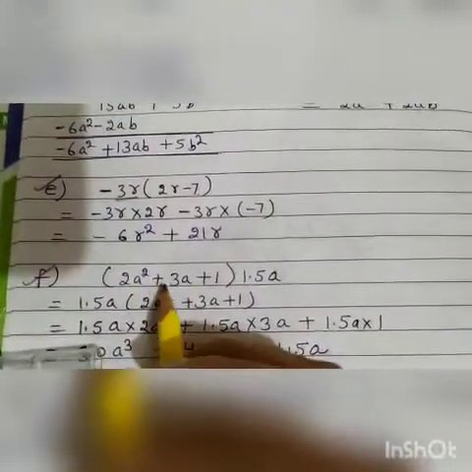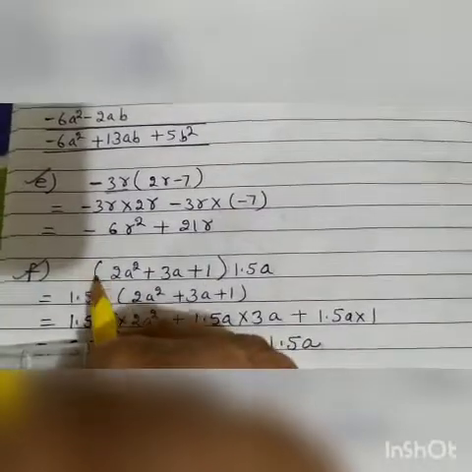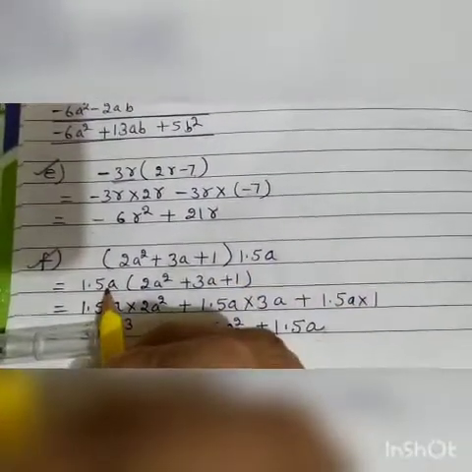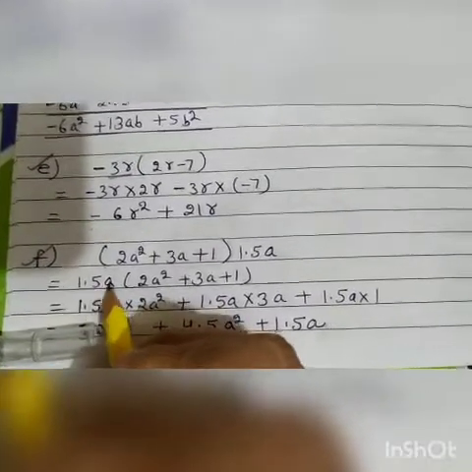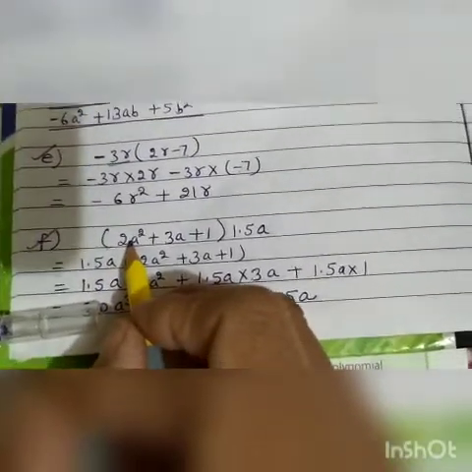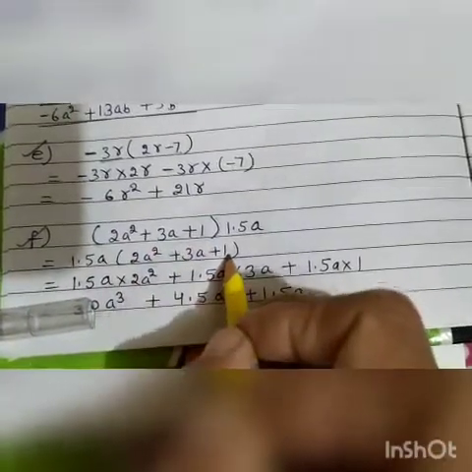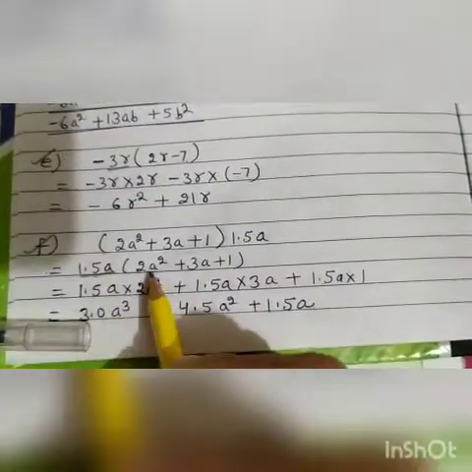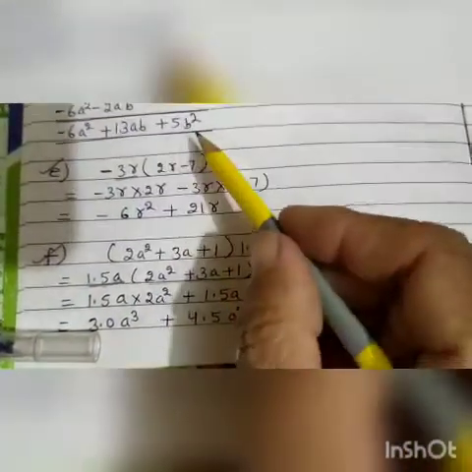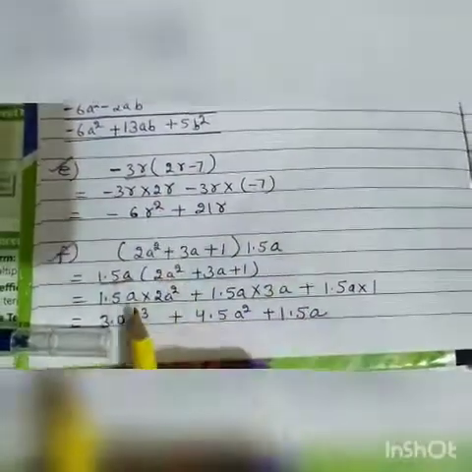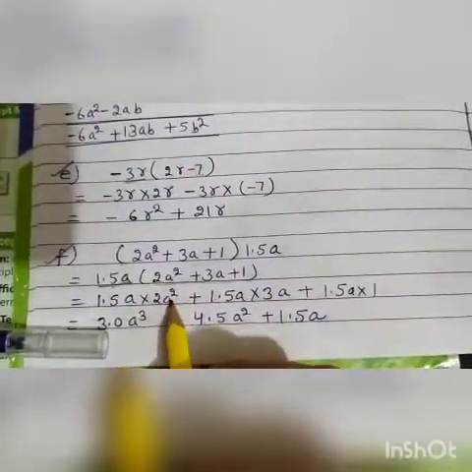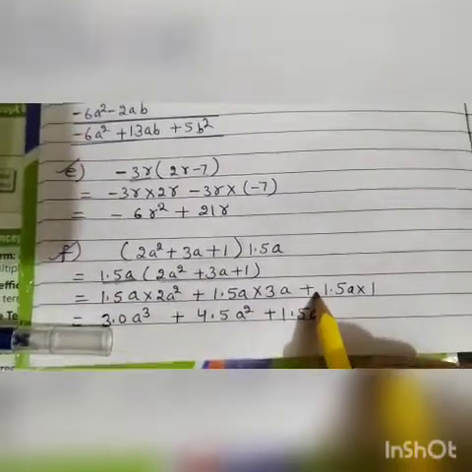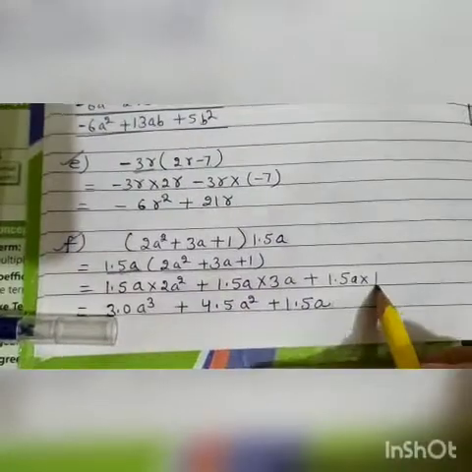Again, 2a square plus 3a plus 1 multiplied by 1.5a. We can write this 1.5a at the start, so it becomes 1.5a multiplied by 2a square plus 3a plus 1. Students, see, in this question this is a monomial and this is a trinomial, but the method is the same as we did here. So 1.5a multiply 2a square plus 1.5a multiply 3a plus 1.5a multiply by 1.